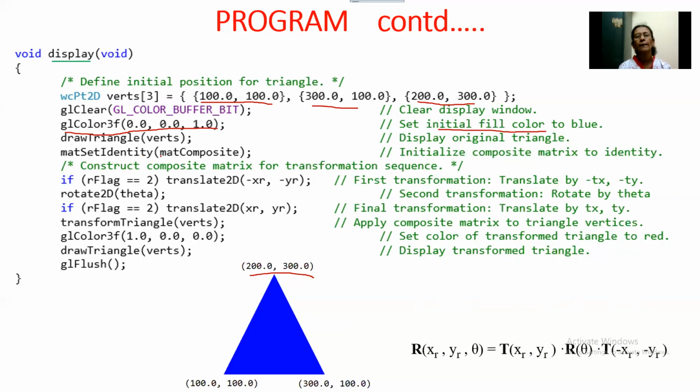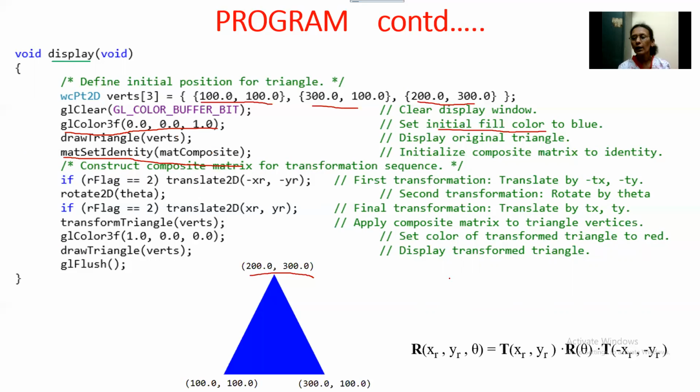Okay. Next, I have to calculate the vertices for the transformed triangle. First I set the current matrix to identity matrix. That is what I do. Mat set identity, mat composite. So this mat composite is my current matrix that is set to an identity matrix by this function. We have already seen this function.